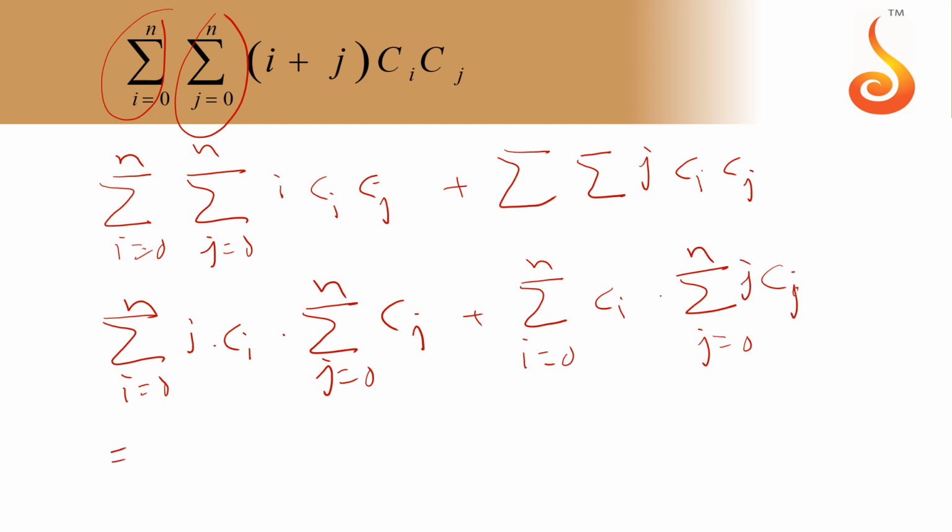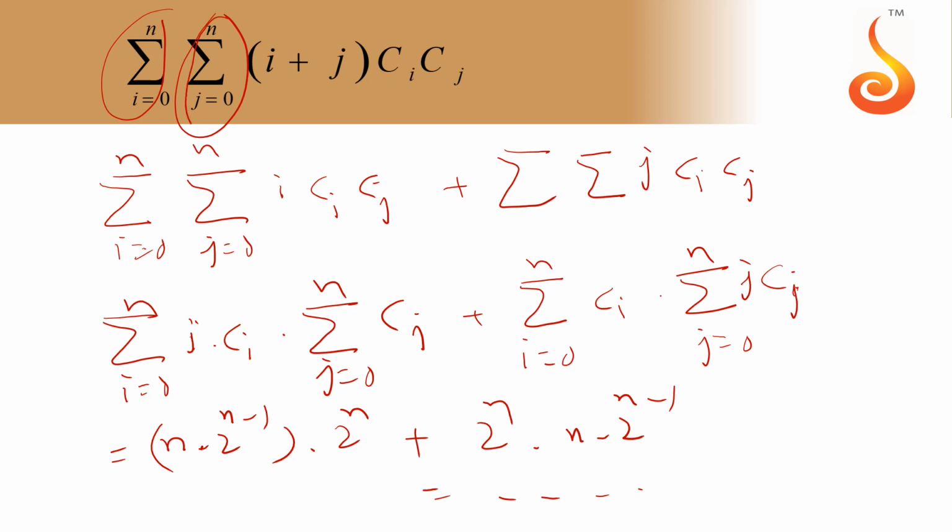So what you will get? i into ci. Do you remember what is sigma i into ci? Is it n into 2 power n minus 1, into what is sigma j equal to 0 to n cj, 2 power n, plus sigma i equal to 0 to n ci will be what? 2 power n into n into 2 power n minus 1. Like that you will simplify. Please remember, whenever you have this type of sigma structures, i and j are independent, you can move like that.